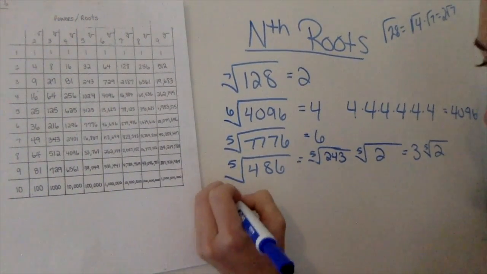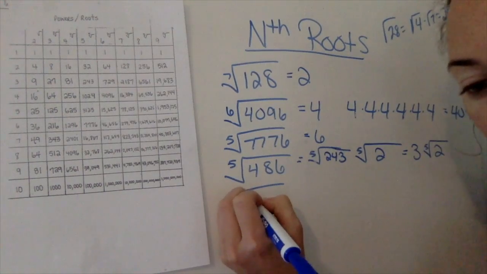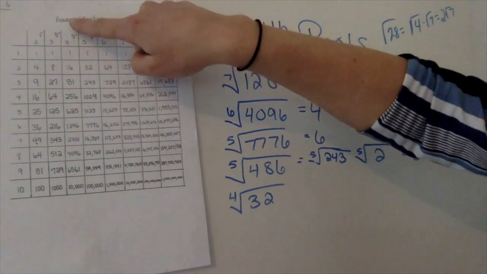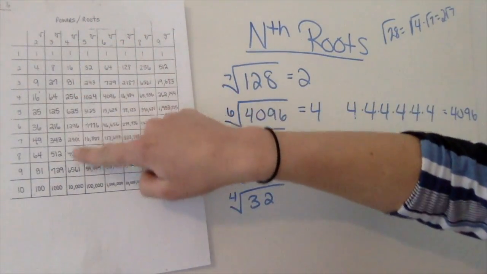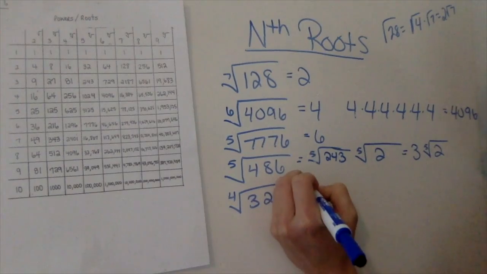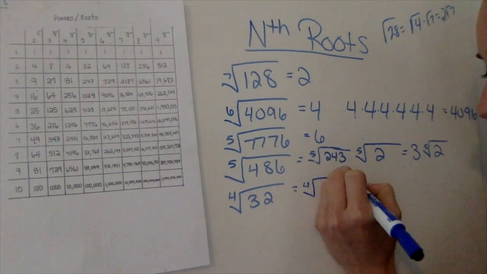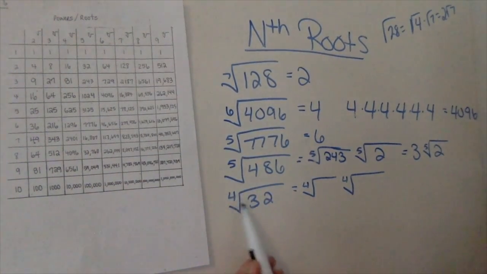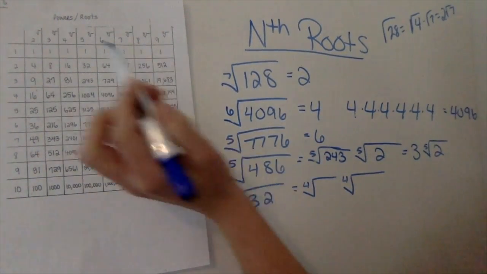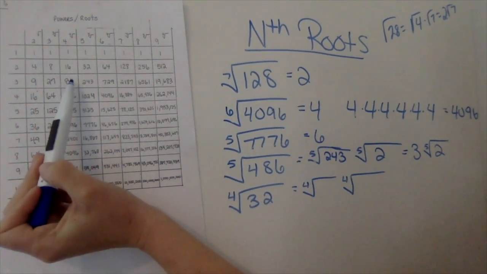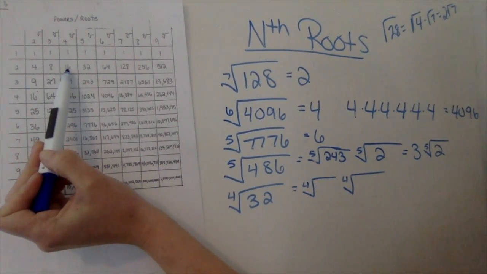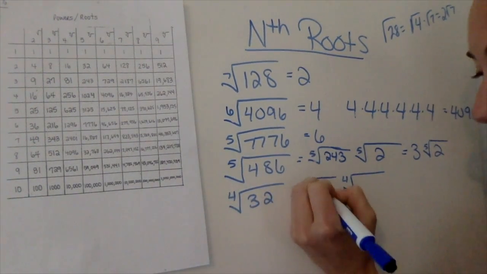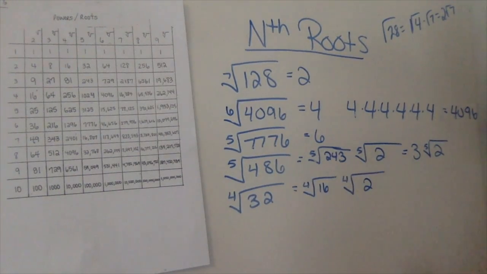Okay, let's try another one. Let's do the fourth root of 32. So we're looking here at the fourth root. We don't see 32, so that means we have to break it down. So let's set up our two radicals. Okay, so the biggest perfect root that goes into 32. So we're on the fourth root column. So 32, we start right here, 16. It's actually the only one we can check. So 32 divided by 16 is 2.